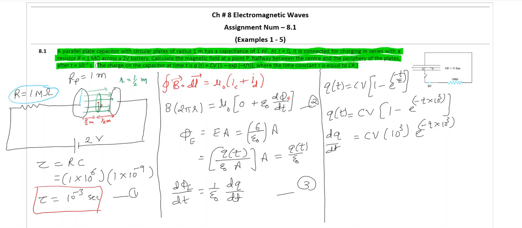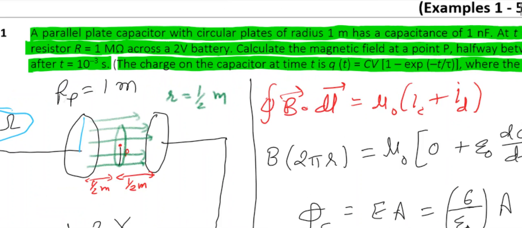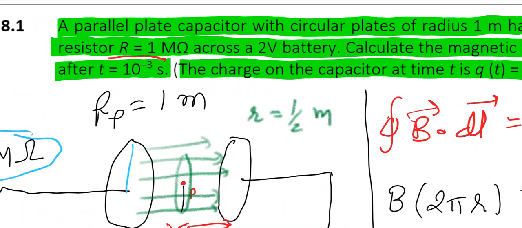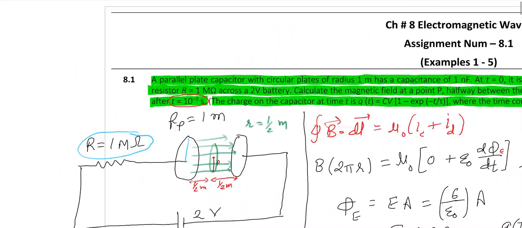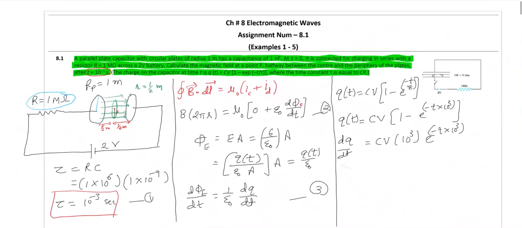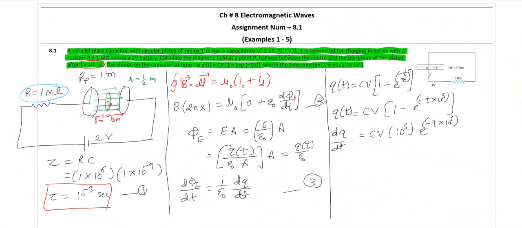But at which time do we want to find the magnetic field? We want to find the magnetic field when time is 10 raised to minus 3 second. If I substitute that value here, what is the power of e left? Taking t as 10 raised to minus 3, we will be left with dq by dt as CV into 10 raised to 3 and e raised to minus 1. This is result 4.